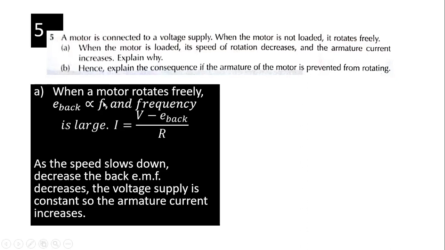If the back EMF decreases, then V stays the same and R stays the same. So it means that with constant voltage supply, the armature current will increase. Hence, explain the consequence if the armature or the motor is prevented from rotating. What happens if your frequency is 0? That means you overload the motor.